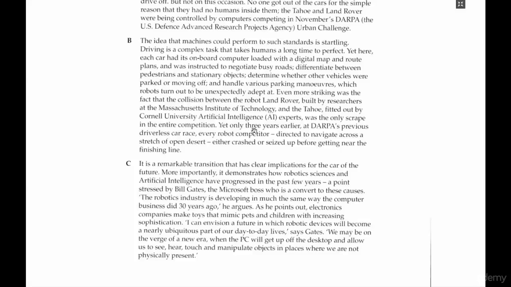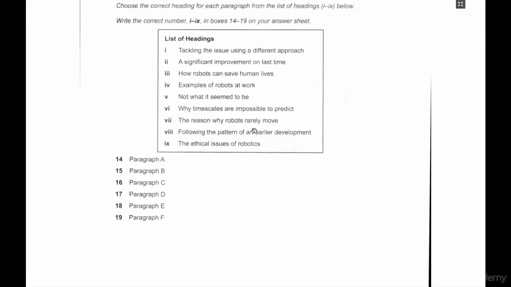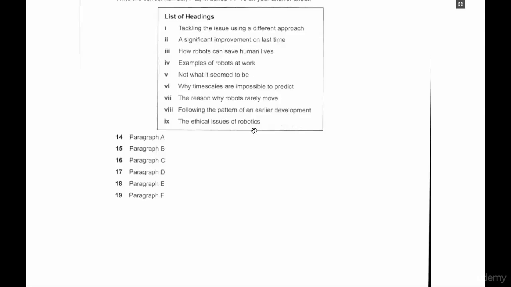Yeah, because our first sentence says it's a remarkable transition, that there are clear implications for the car of the future, right? And then our last sentence, if we look at the bottom, is talking about how robots will become a part of our everyday lives, and we may be on the verge of a PC getting up and walking around. Yeah, that's our answer, following the pattern of an earlier development. Okay. Let's look at choice D.